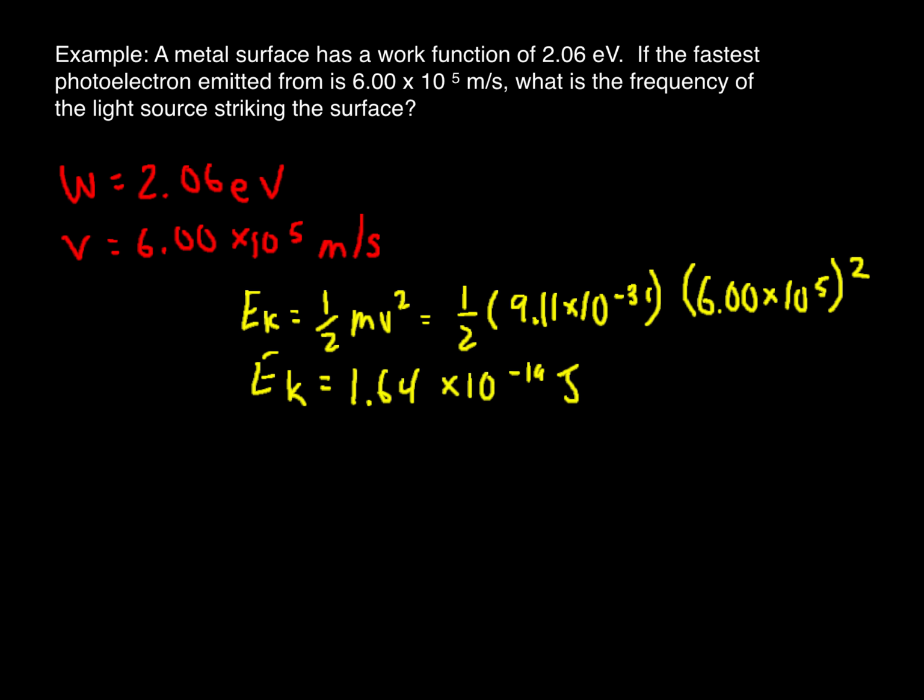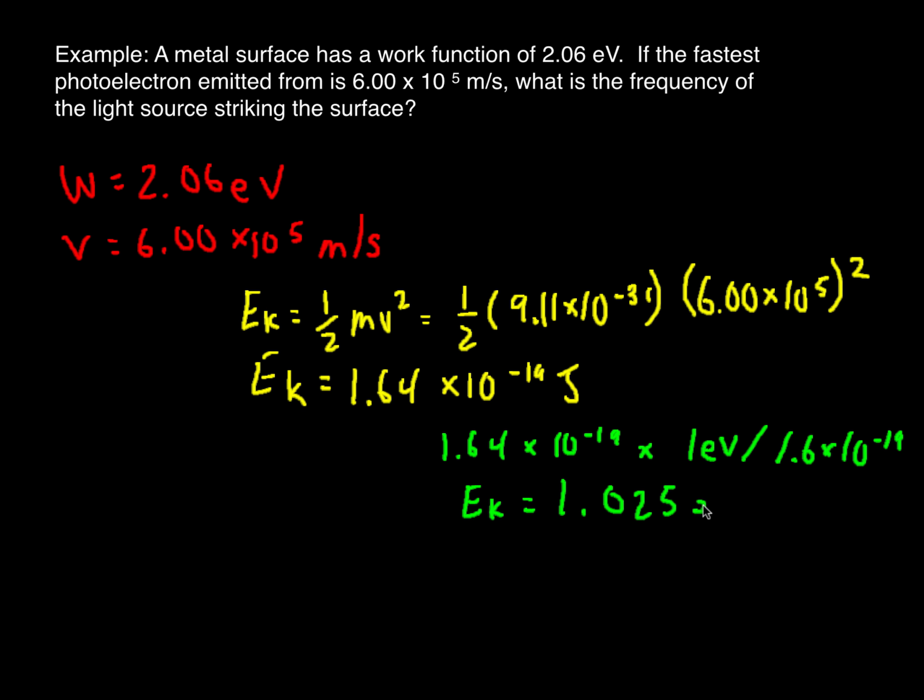But since our work function is given in electron volts, we'll convert this kinetic energy into electron volts for simpler calculations later. 1.64 times 10 to the minus 19 joules times 1 electron volt divided by 1.6 times 10 to the minus 19 joules gives us a kinetic energy equal to 1.025 electron volts.